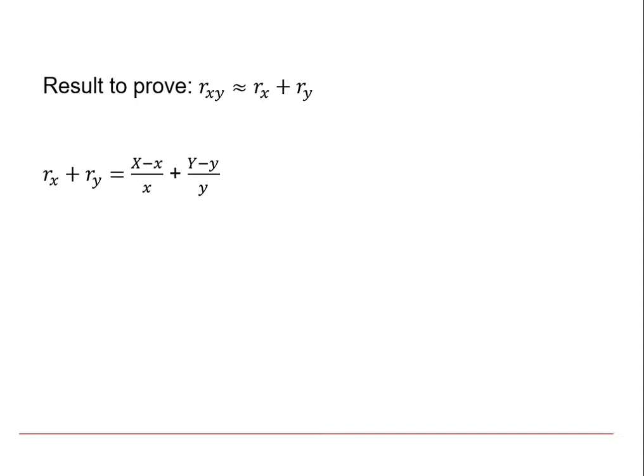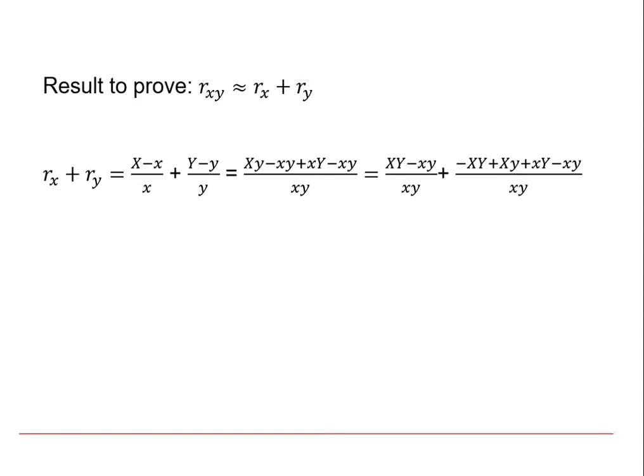So this is the result we're trying to prove, and if we start with the right hand side, we've got the definitions of Rx and Ry there, and putting them over a common denominator gives us that, and then we're going to split that into two parts. The first part is what we're aiming for, which is Rxy, and then we just need to show that the other bit is sort of negligible.